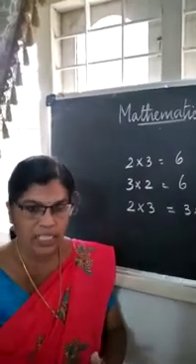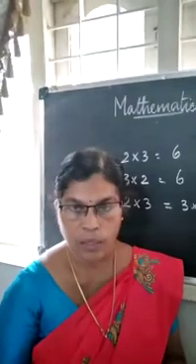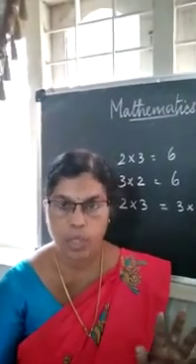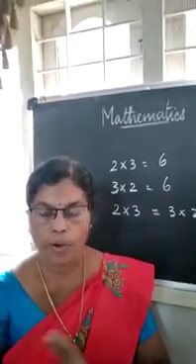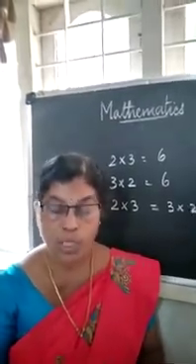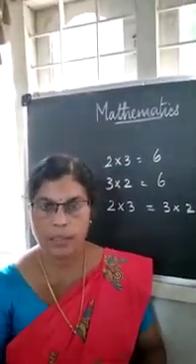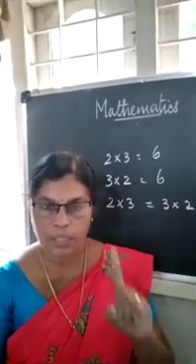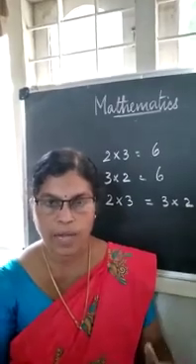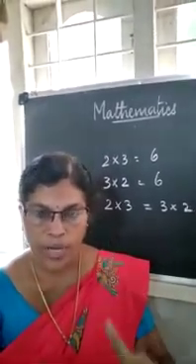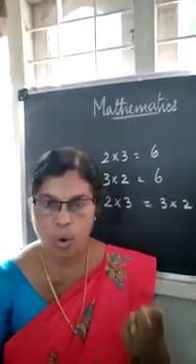So, in multiplication, the numbers can be multiplied in any order. We don't have to think about the order, because the product remains the same. Whatever the order, we can change the order and multiply, but the product remains the same. That is the first thing you have to keep in your mind: the product will remain the same even if we change the order.